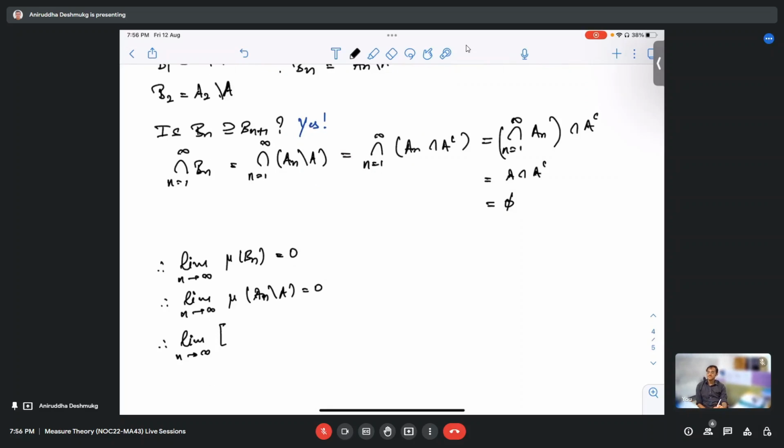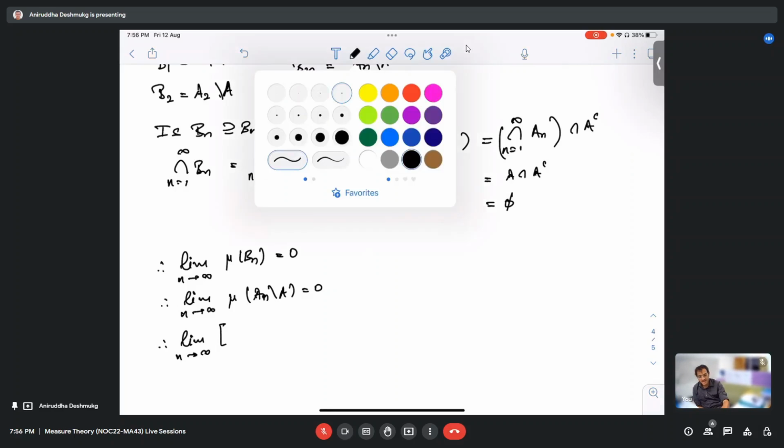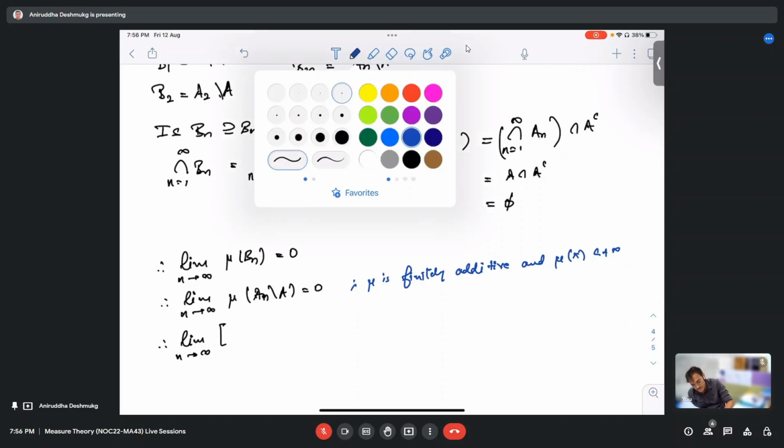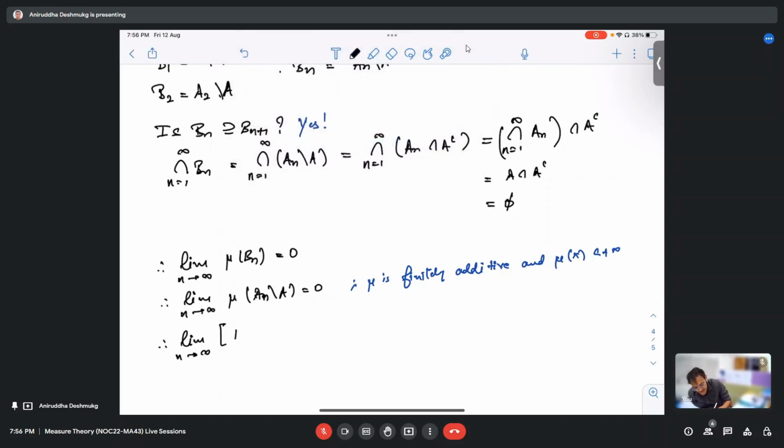See, remember that mu is finitely additive and the mu of the whole set is finite. This is what we are going to use. So just by this, can I write this as mu A n minus mu A? Can I go from this step to this step without a problem?